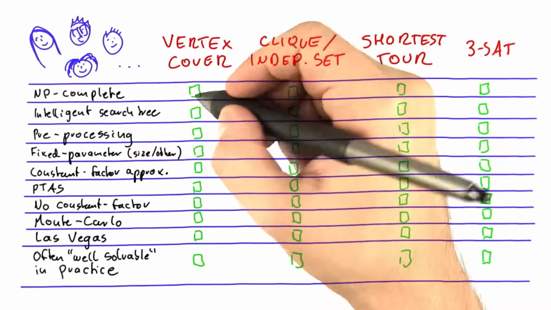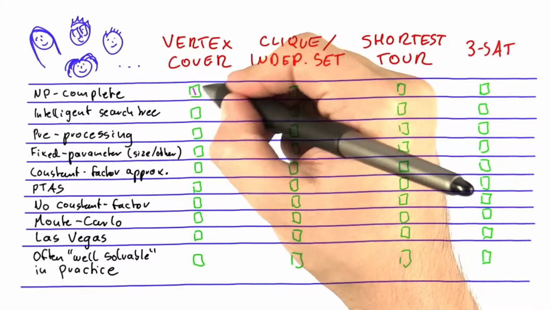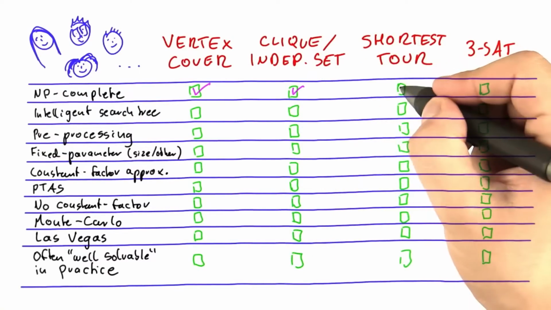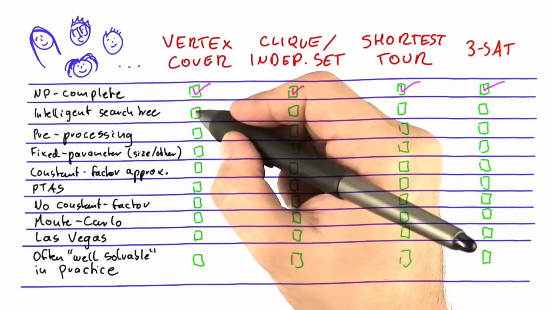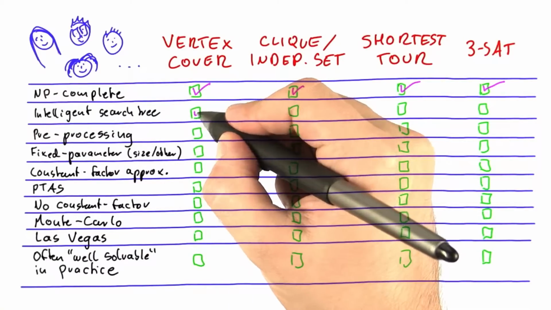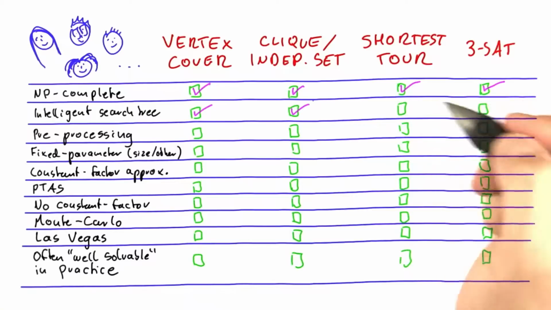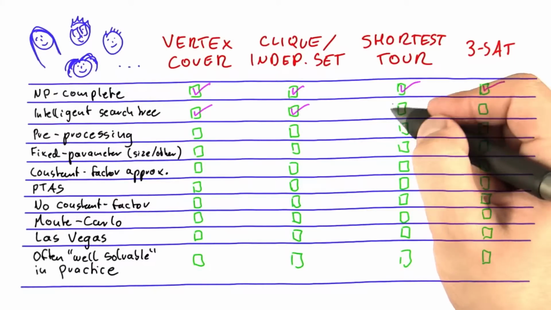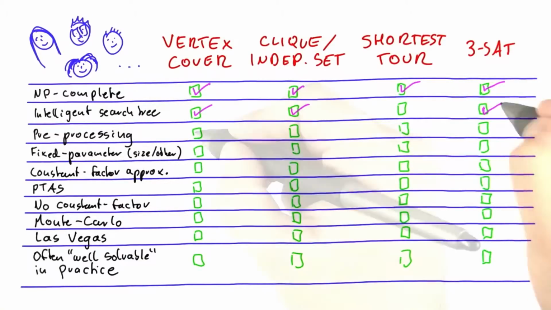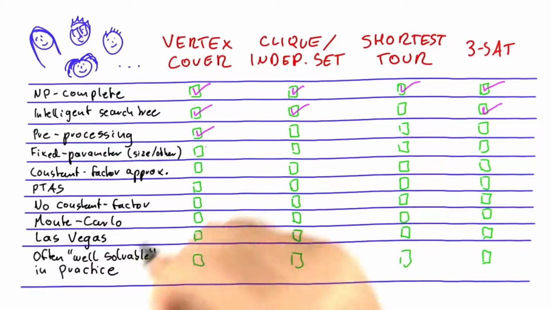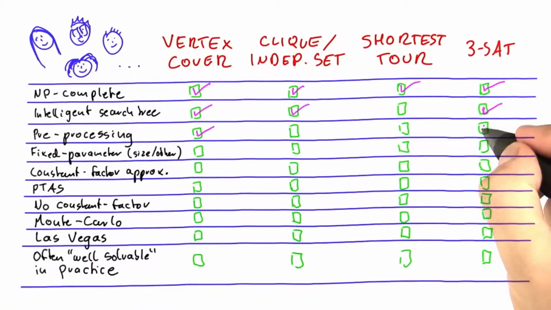And I think you'll agree that you now know a lot. So you know all of these problems here to be NP-complete, which you probably didn't know before taking this course. We've also investigated intelligent search trees for vertex cover and for clique and independent set. We unfortunately were not able to find one for shortest tour, but we know one for 3SAT. We talked about pre-processing for vertex cover, and we talked about pre-processing for 3SAT.